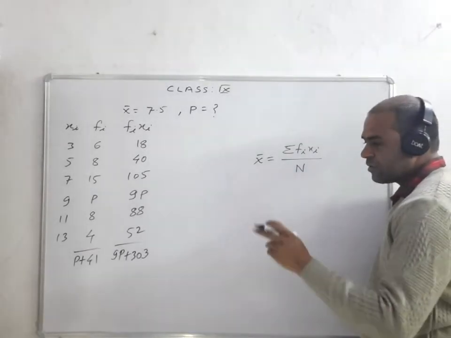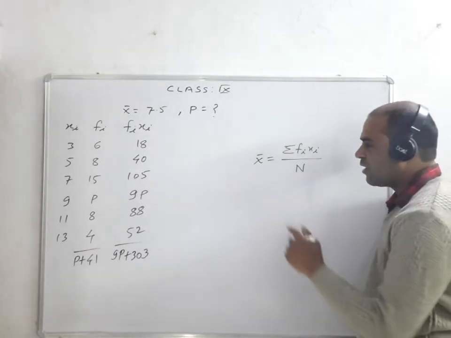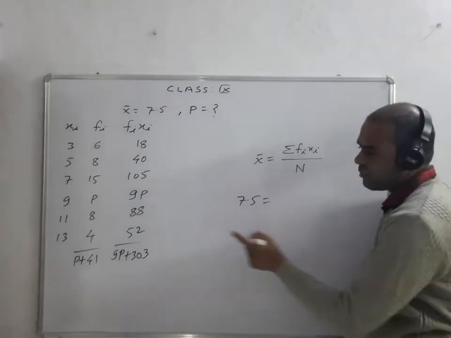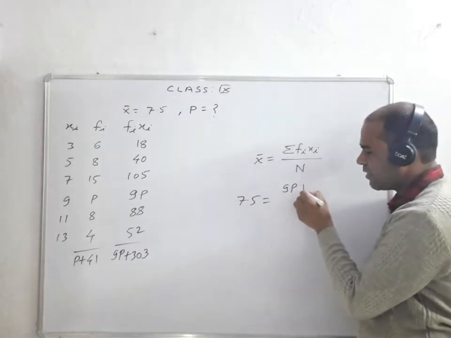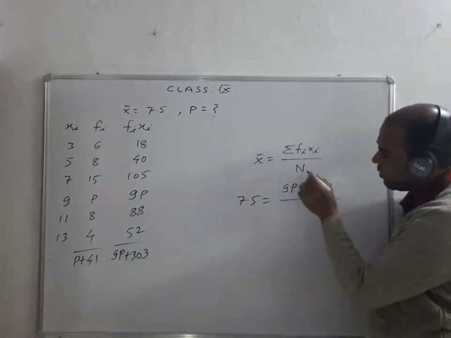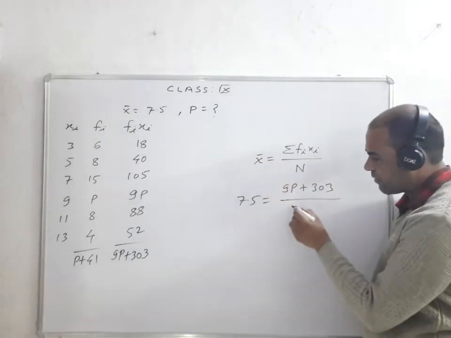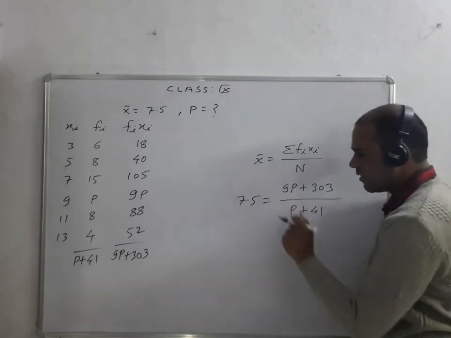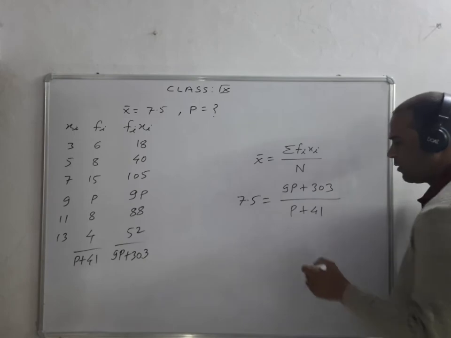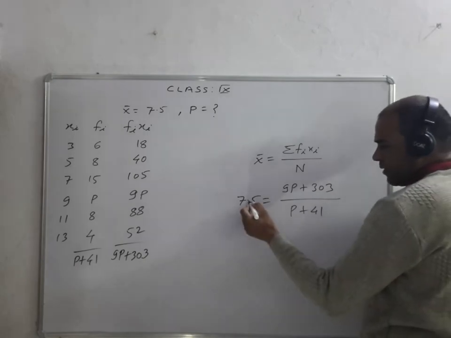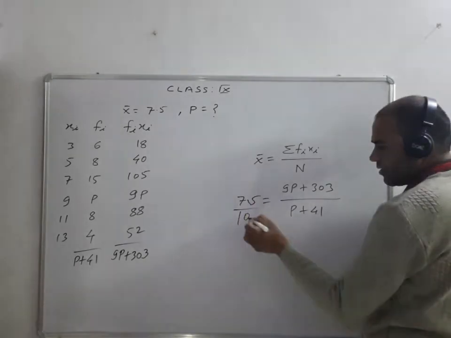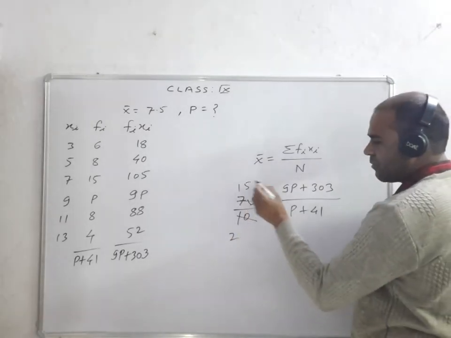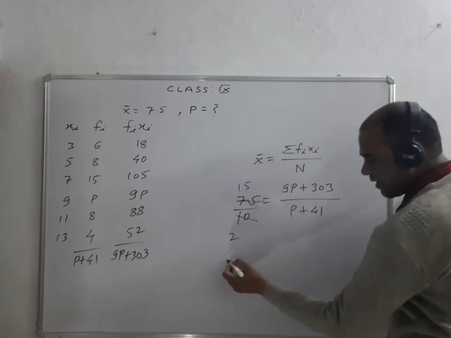And put this sum in this formula. X bar 7.5 equals summation of fi xi, 9p plus 303, upon n. N is the sum of frequency, p plus 41, and multiply this. Before multiplying, we remove this decimal. 5 2s are 10, 5 1s are 5, 5 5s are 25, and cross multiply it.